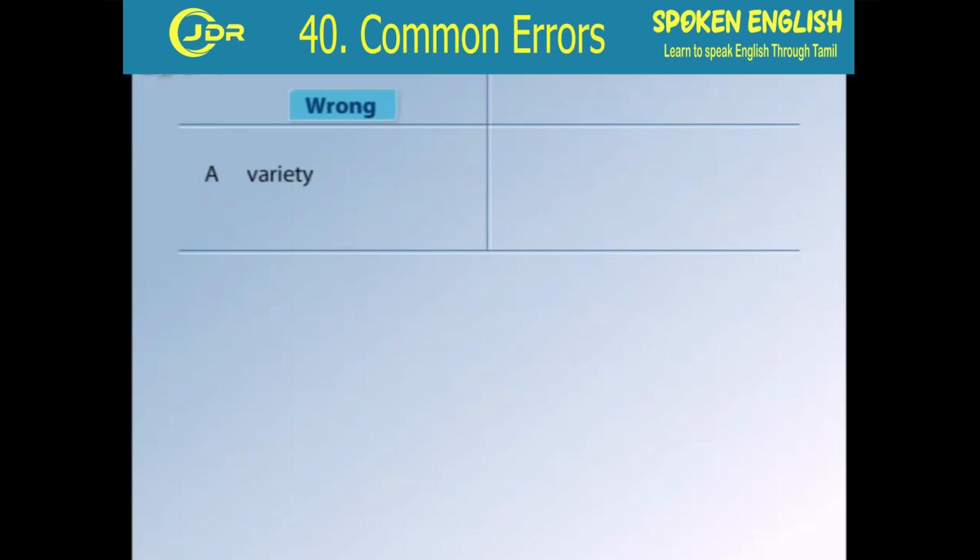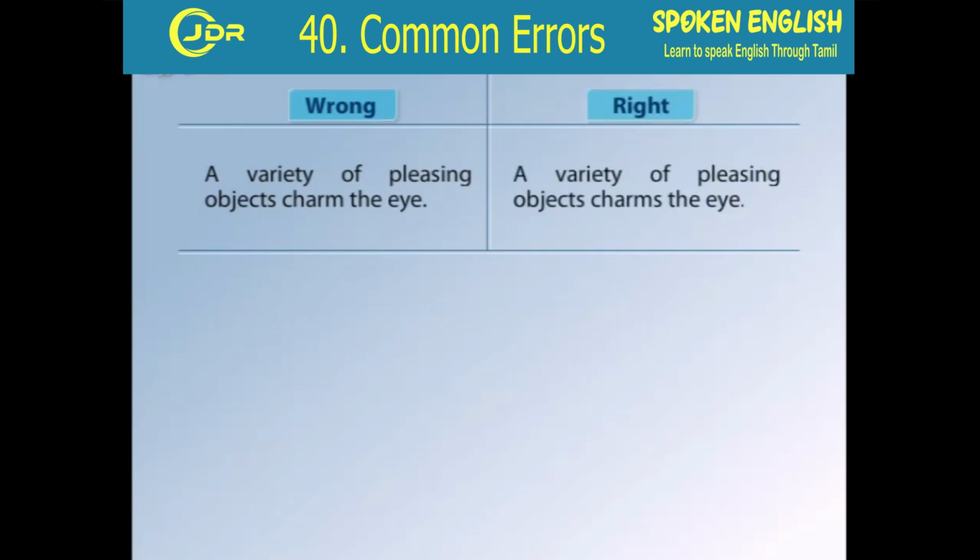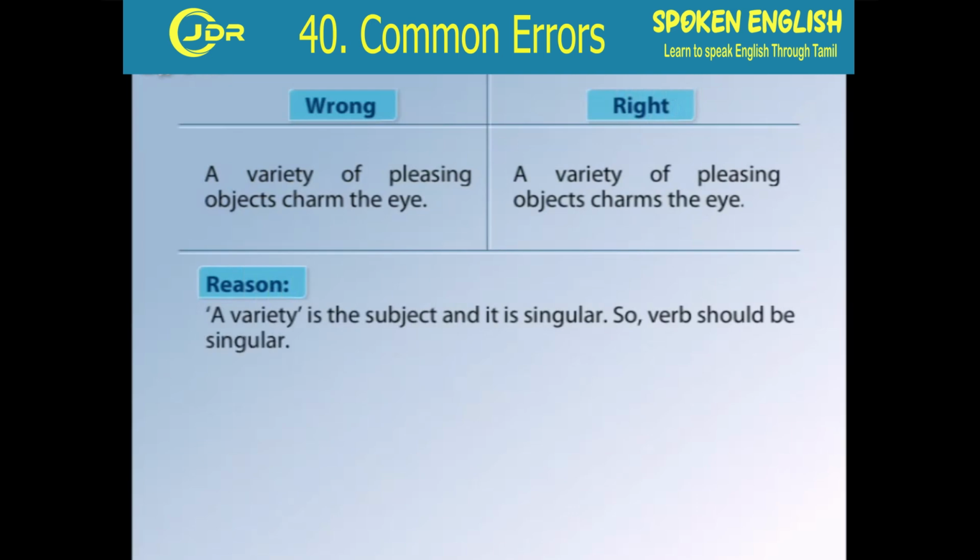Wrong. A variety of pleasing objects charm the eye. Right. A variety of pleasing objects charms the eye. Reason: a variety is the subject and it is singular, so verb should be singular.